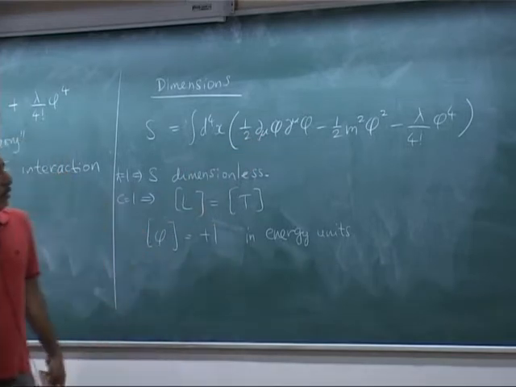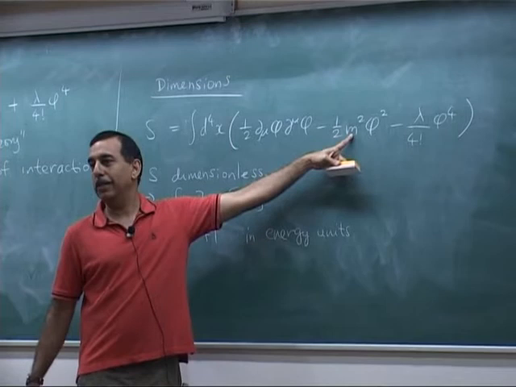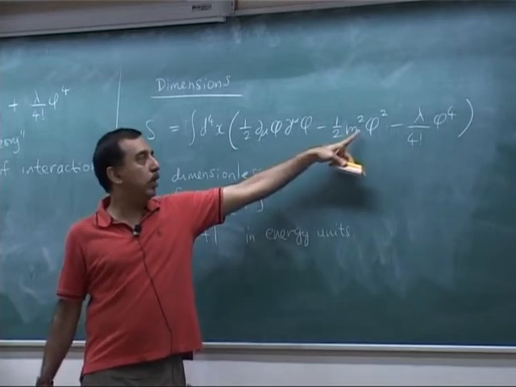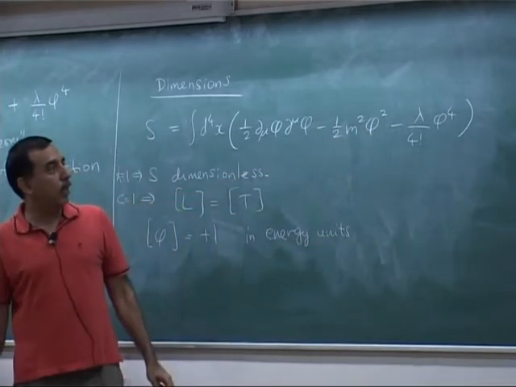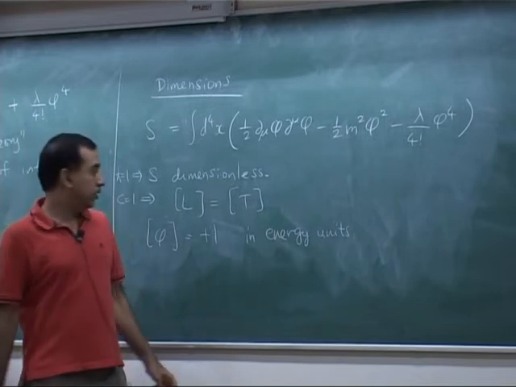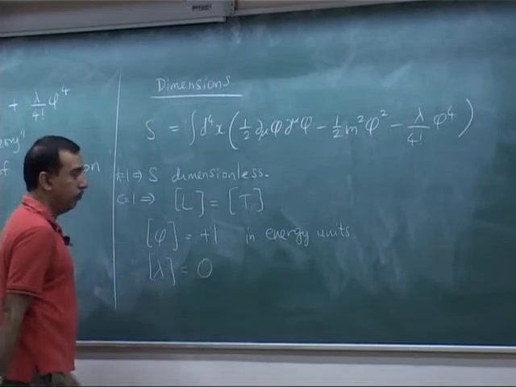What about the second term? That should be consistent. m should have dimension plus 1 in energy units because mass and energy are the same thing. So 2 again and 2 from this, so we are fine. What about the last term? So we learned that lambda is dimensionless, in the same units.